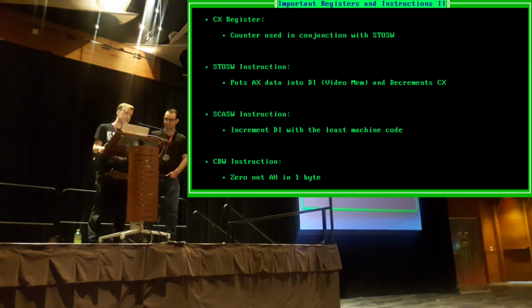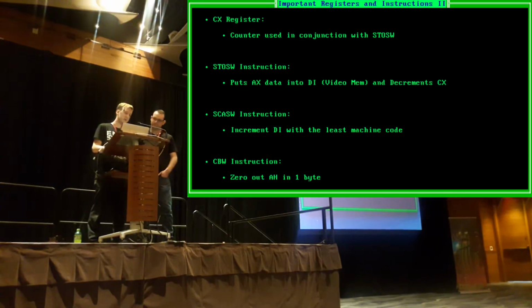I put one of my games on GitHub, and some MAME developer forked it and added some cool stuff. And this is one of the cool tricks that I gathered from him when I was looking at what he did with the code. Using that instruction, it just increments DI with the least amount of machine code, but that's all it really does, is increment DI.